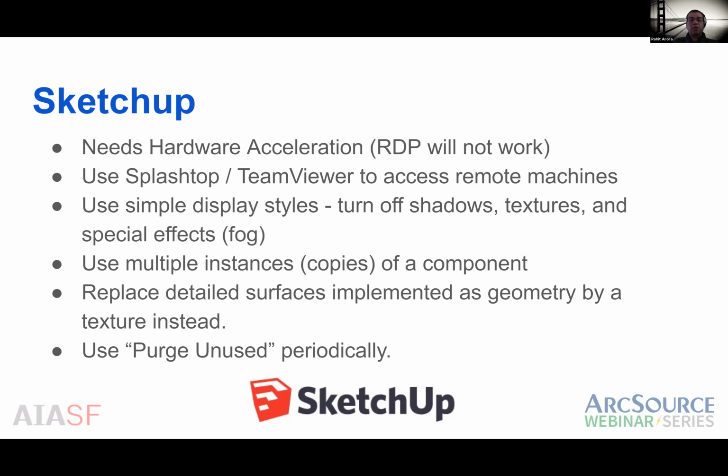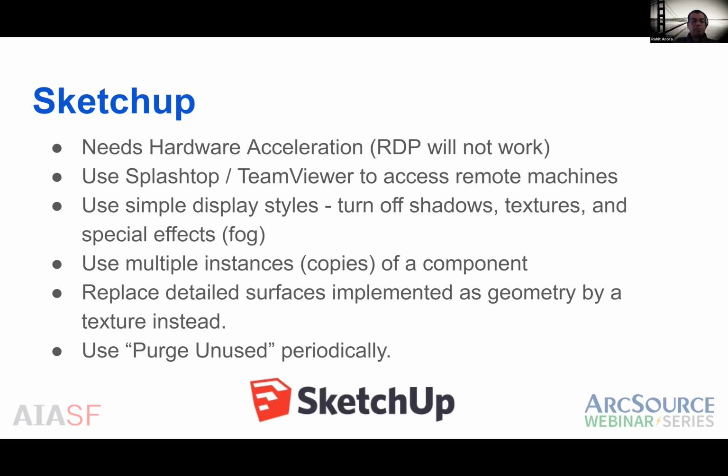And then if you don't have a very powerful machine with a strong graphics card, you can do these things to get around the issues. You can use simple display styles by turning off shadows, textures, and special effects. And the other strategy is similar to AutoCAD. You can use a component, and you can use copies of the components instead of having copies of objects.